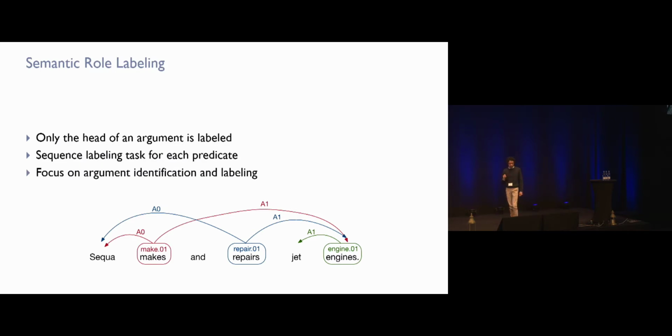So in this particular work, we take into consideration a particular flavor of semantic role labeling, that is dependency-based semantic role labeling, where only the head of the argument is labeled as such. We take into consideration each predicate independently, so we can treat the task as a sequence labeling task, and we only focus on argument identification and labeling. We take the predicate as given.